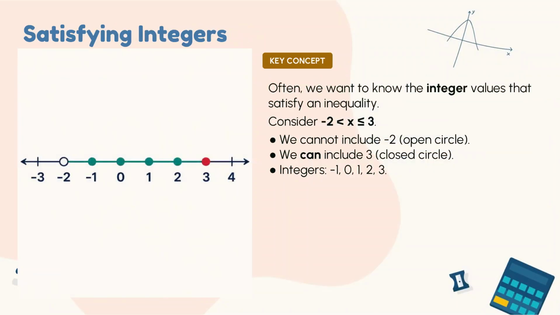Sometimes questions ask us to list the integer values that satisfy an inequality. Remember, integers are whole numbers. Look at the inequality. -2 is less than x, and x is less than or equal to 3. This means x is bigger than -2, but can be equal to 3. We cannot include -2 because the symbol is strictly less than. But we can include 3 because the symbol is less than or equal to. So the integer values are -1, 0, 1, 2, and 3.